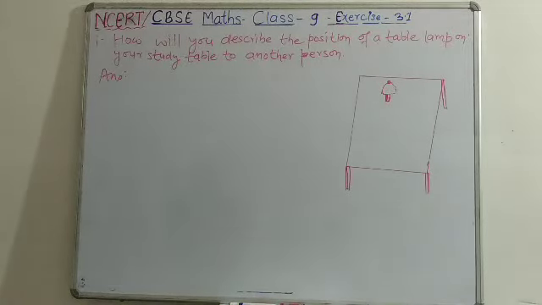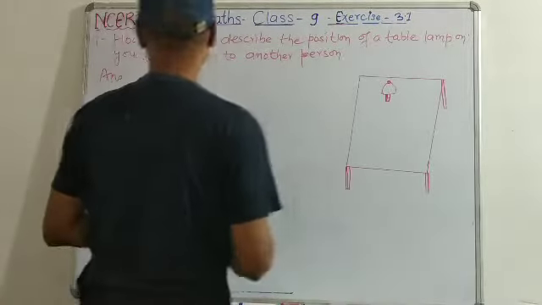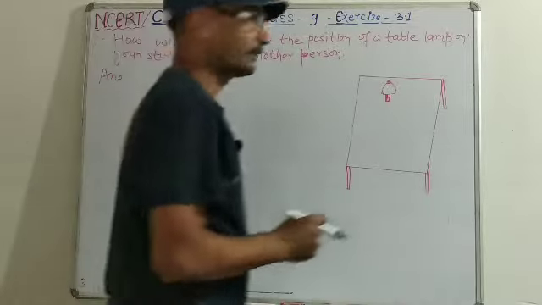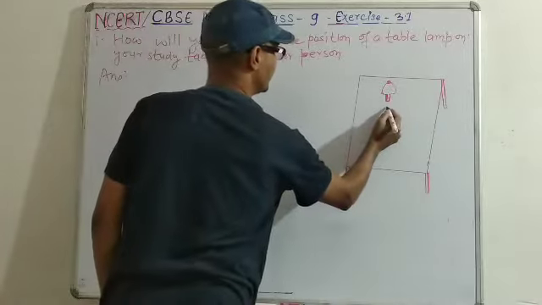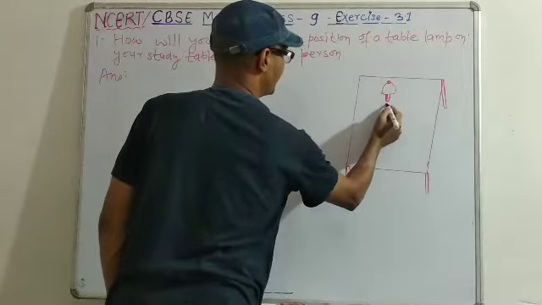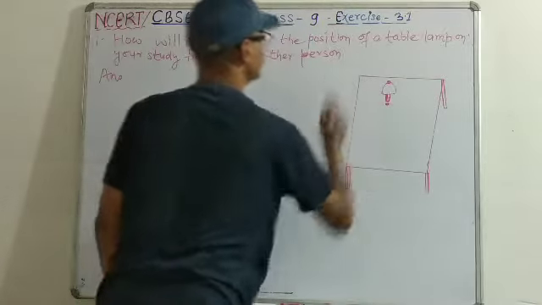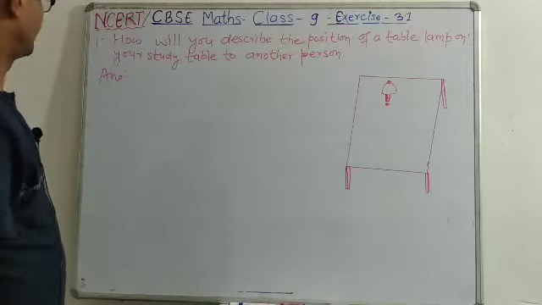So now see, question number 1 is: how will you describe the position of a table lamp on your study table to another person? What does this mean? We have to give the position of the lamp, the table lamp. Here is the lamp. We have to put the position of the lamp.